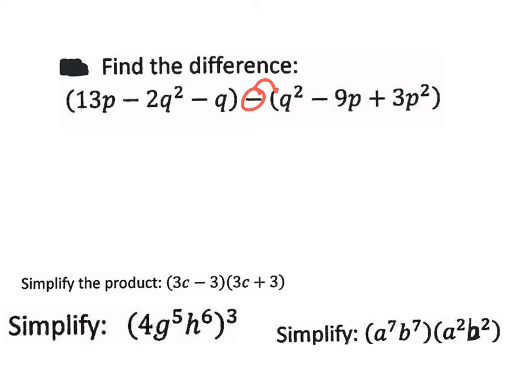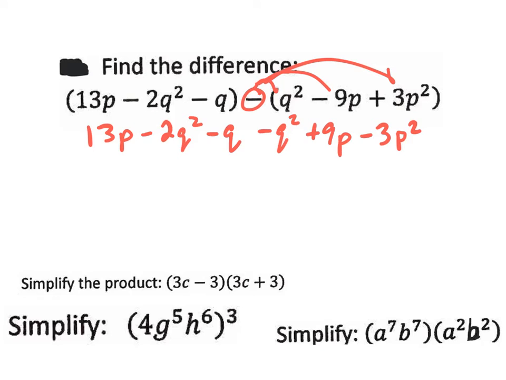So let's distribute that minus sign, and we're going to end up with a negative q squared, a plus 9p, a minus 3p squared. And the first part, you're just going to rewrite it because there is nothing to distribute out in the front. So you're just going to rewrite this.